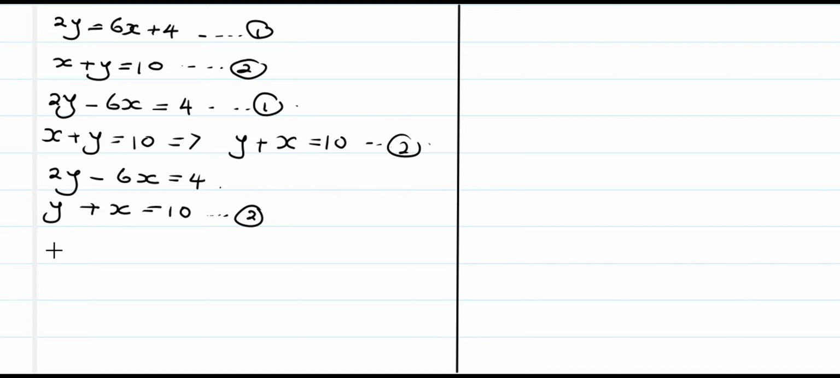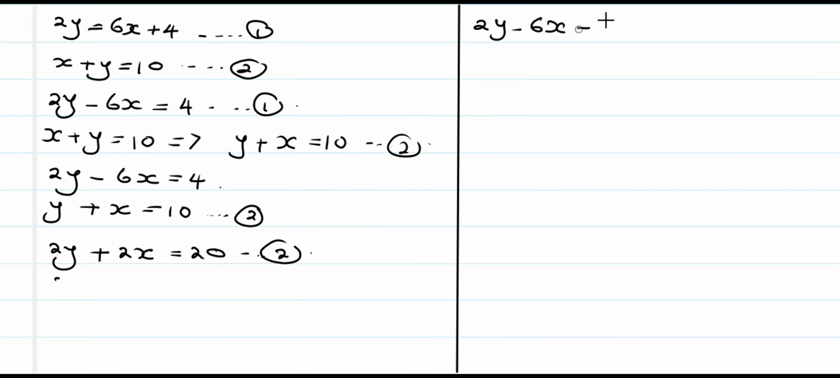So I multiply this y by 2, it becomes 2y, plus then this x again by 2, because I multiplied here by 2. What I do here, I should also do here. So again, 2x is equal to 10 multiplied by 2, which is 20. So this is still our equation 2. So now our new equations become 2y minus 6x is equal to 4, then again 2y plus 2x is equal to 20, like that.